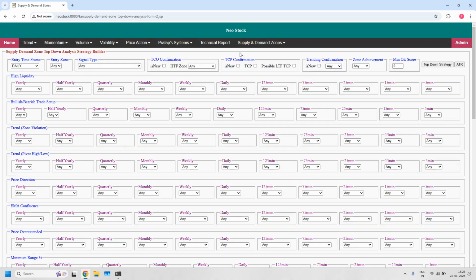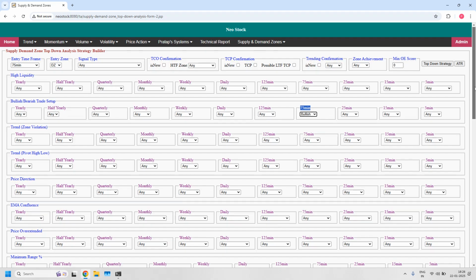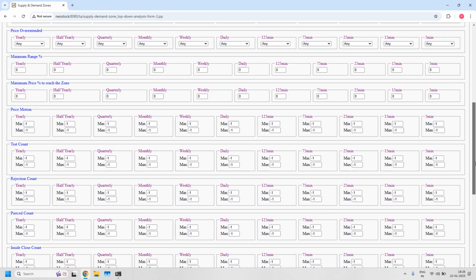Next, bullish trade setup for weekly income trade. Entry time frame 75 minutes, entry zone, demand zone. In bullish or bearish trade setup at 75 minutes time frame, I am selecting bullish. And this 75 minutes demand zone should not be pierced.